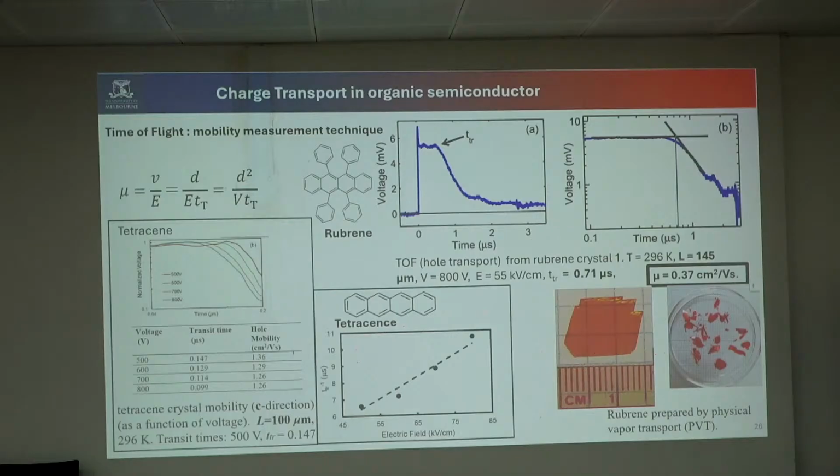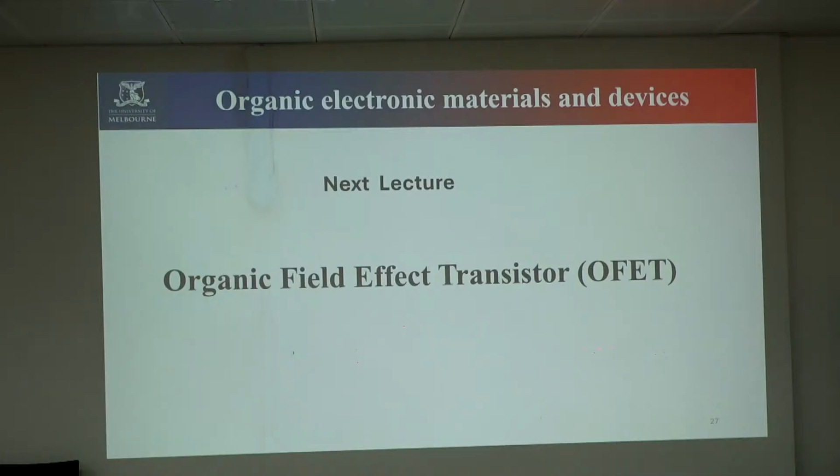Similarly, we can also find the mobility of tetracene using this method. For tetracene, the experimental results are given here. This is the transit time in microseconds, and the corresponding mobility is 1.3 centimeter square per volt second. So this is a good method. Earlier, people used a lot of time to derive the mobility of organic materials. With this, I will complete this session, and tomorrow we are going to see field effect transistors.